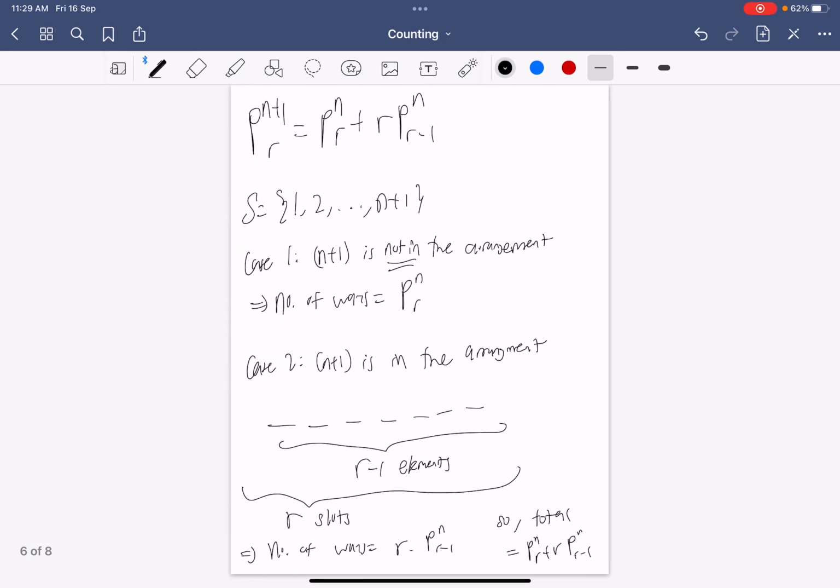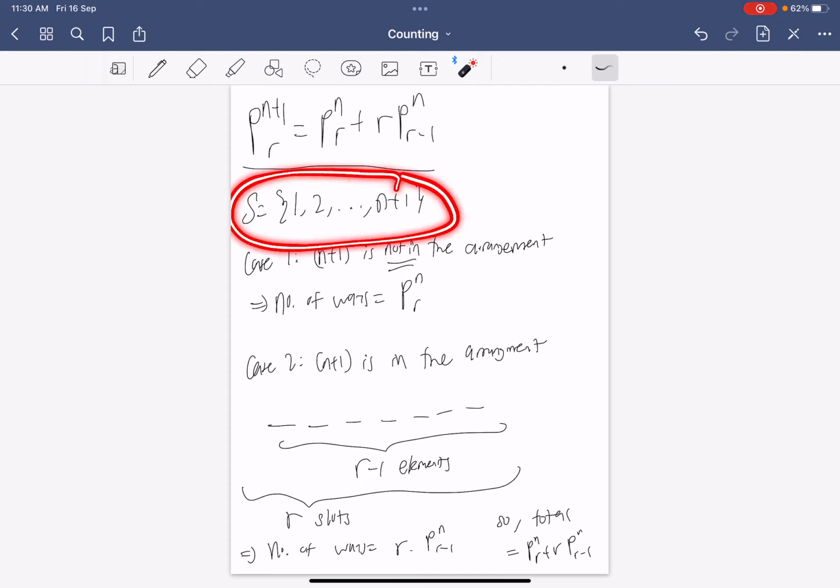Lastly, I'll just cover a simple proof of this combinatorics identity. So it is saying that if you have n plus 1 elements in total, and you want to arrange only r of them, the way to do so is you can split them into 2 cases. Well, the first case is that n plus 1 is not in the arrangement. That means that you're taking a subset of 1 to n and arranging r of them, and so it's actually just P(n, r).